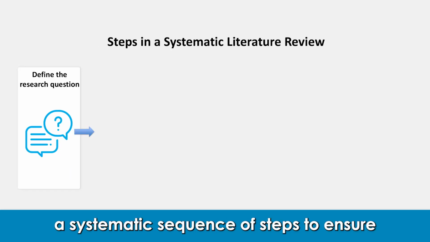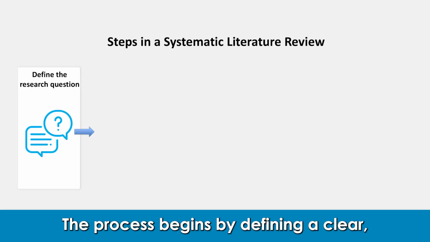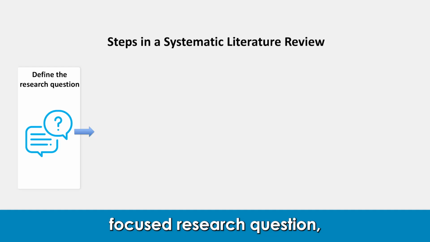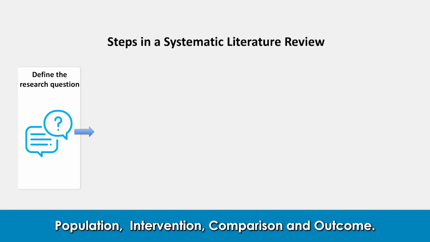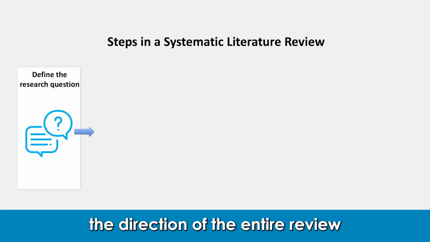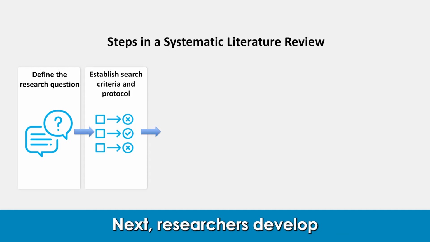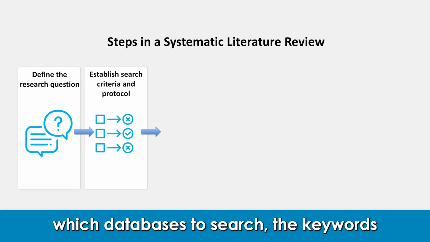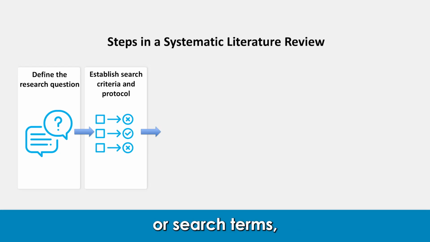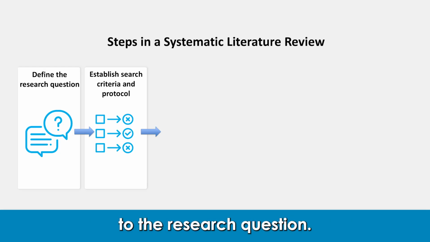SLRs follow a systematic sequence of steps to ensure transparency and reproducibility. The process begins by defining a clear, focused research question, often using structured frameworks like PICO, which stands for Population, Intervention, Comparison, and Outcome. This step shapes the direction of the entire review and must be finalized before any data collection begins. Next, researchers develop a comprehensive search strategy. This includes identifying which databases to search, the keywords or search terms, and explicit inclusion and exclusion criteria based on factors such as study design, publication type, date, and relevance to the research question.